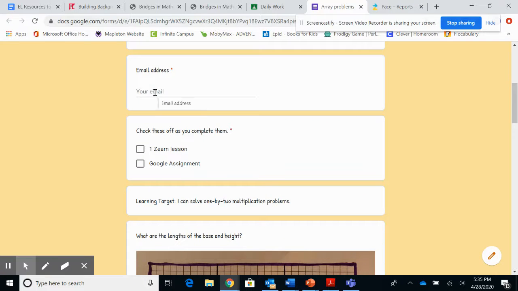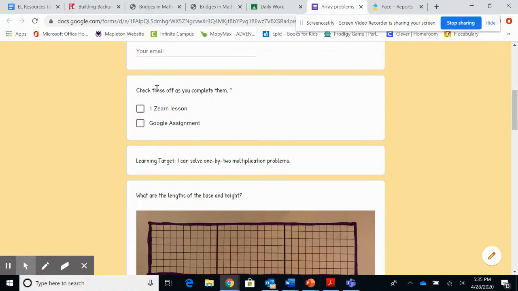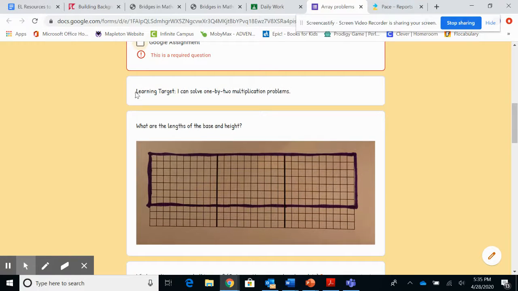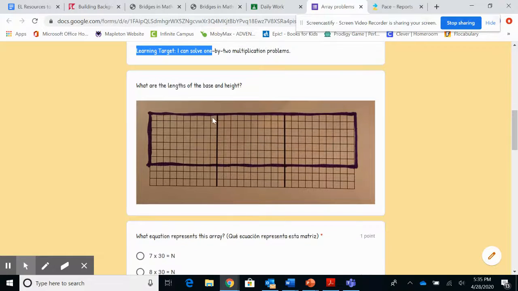Email address, remember that's your Mapleton username. And then here you have a checklist. So once you're done with your CERN lesson, you can check it off. And then Google assignment, once you're done with that, check it off. Here I wrote your learning target. So your learning target is I can solve 1 by 2 multiplication problems. Here is that array picture.